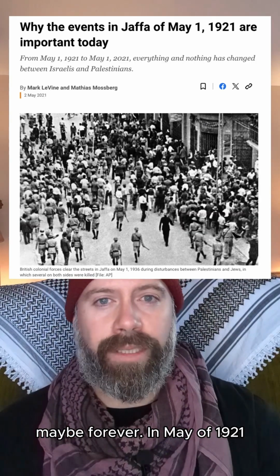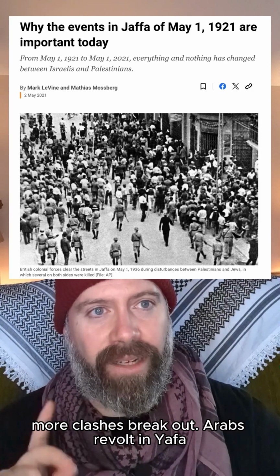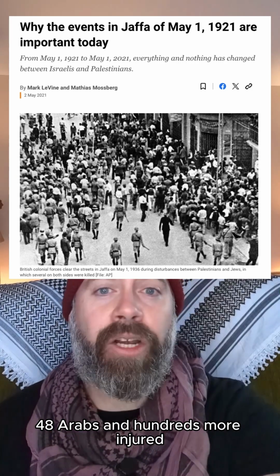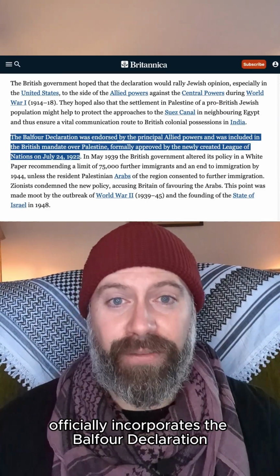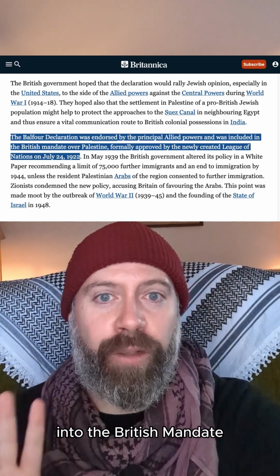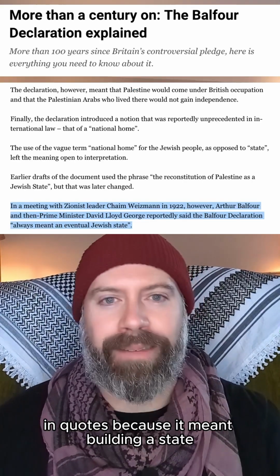In May of 1921, more clashes break out. Arabs revolt in Jaffa, resulting in the deaths of 47 Jews, 48 Arabs, and hundreds more injured. Despite all of this, in 1922, the League of Nations officially incorporates the Balfour Declaration into the British mandate to build a Jewish homeland in Palestine. In quotes, because it meant building a state.